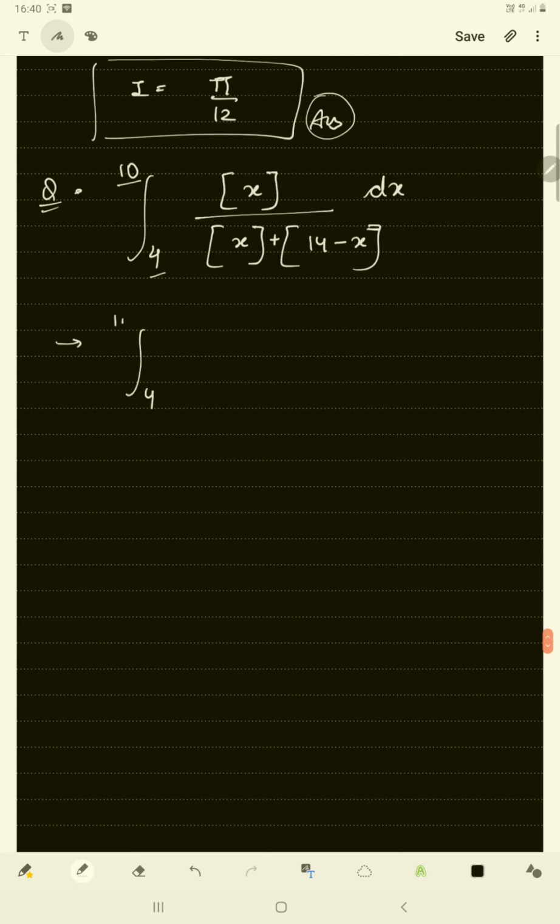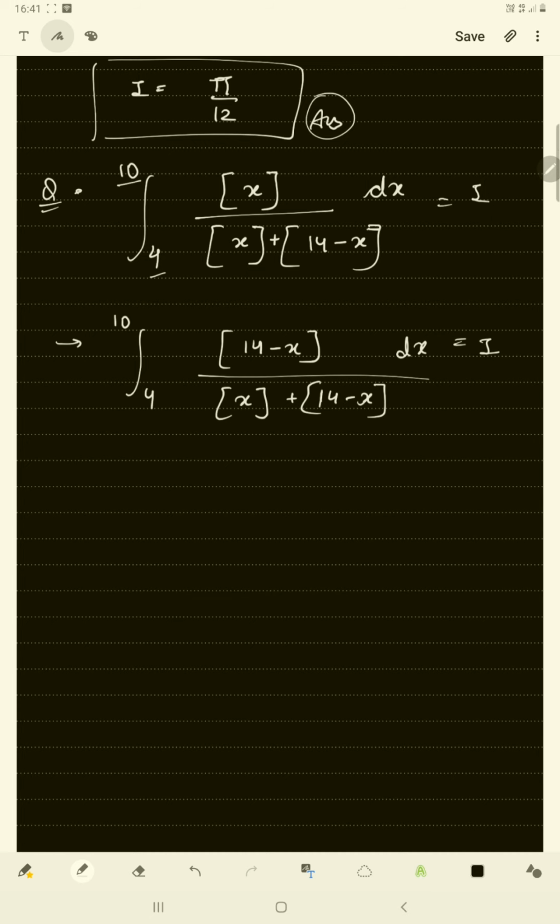So we have 4 and 10 and greatest integer of 14 minus x upon greatest integer of x plus greatest integer of 14 minus x dx. We have actually applied the King's property in the denominator as well, it's just that you cannot see the difference, because the denominator would be the same, as you will get 14 minus x and 14 minus x in the denominator. So this is equal to I, and this is again equal to I.